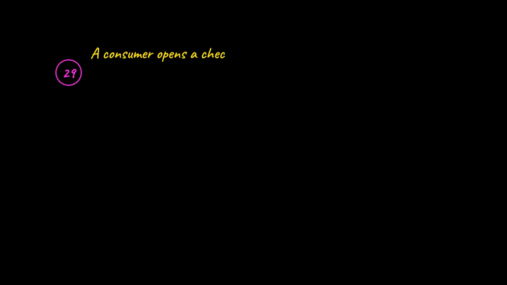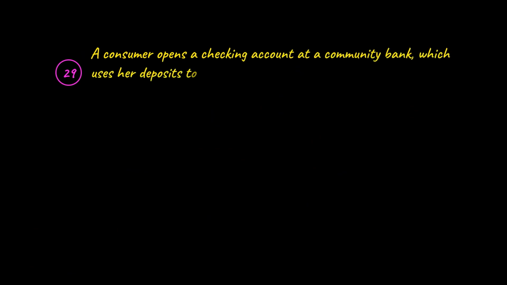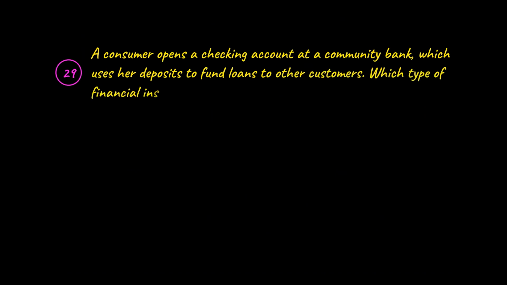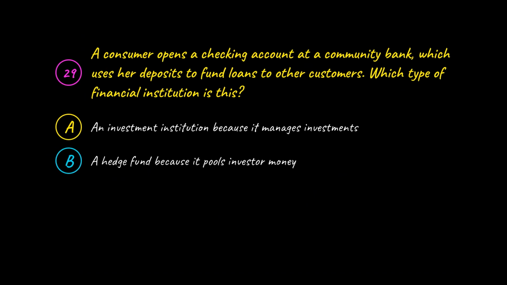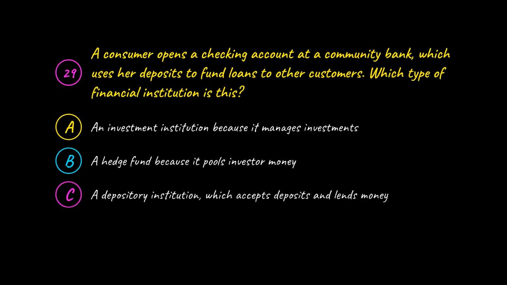Question 29. A consumer opens a checking account at a community bank, which uses her deposits to fund loans to other customers. Which type of financial institution is this? Your options are A. An investment institution because it manages investments. B. A hedge fund because it pools investor money. C. A depository institution which accepts deposits and lends money. D. An insurance company because it collects premiums.